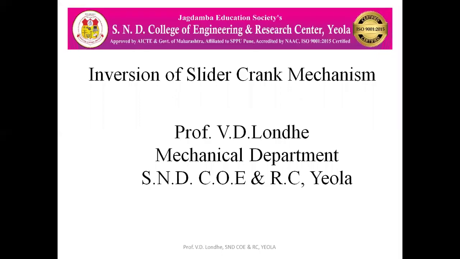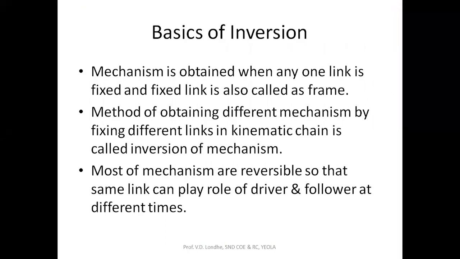Hello everyone. Today we are going to see the inversions of the standard crankshaft mechanism. A mechanism is nothing but a combination of links in which any one link is fixed and the other links have relative motion with respect to each other, and the fixed link is also called the frame. For the given mechanism, by fixing different links, you will get different mechanisms. Such a phenomenon is called inversion of mechanism.